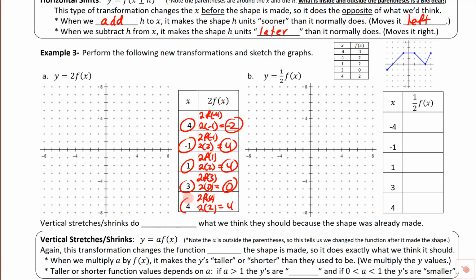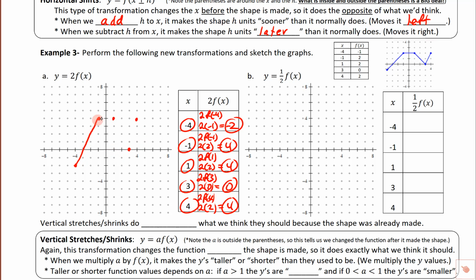So here's what we're going to graph. Here are those 5 key points there. So we are going to graph -4, -2. So back 4 and down 2, so we're right here. -1, 4, back 1 and up 4. 1, 4, so forward 1 and up 4. 3, 0, so we're right there, and then we've got 4, 4, so over 4 and up 4. So this is what we've got.